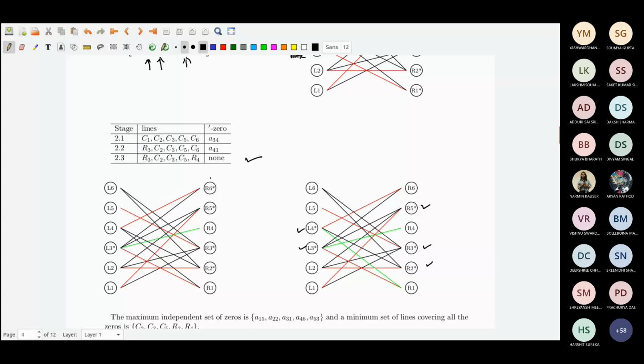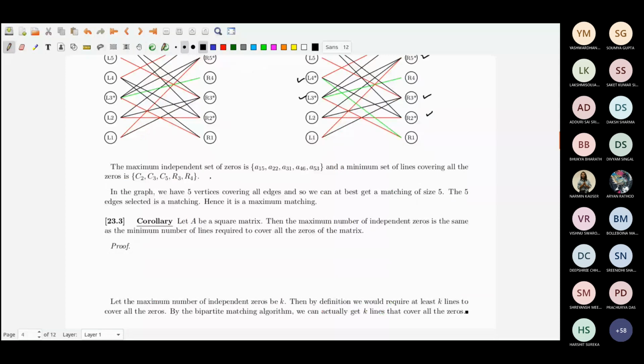So then we have a corollary. This is a small corollary which follows. In different texts, you will find this as a theorem. They prove it differently, and then they proceed. So suppose that you have a square matrix, then the maximum number of independent zeros is the same as the minimum number of lines required to cover the zeros. Okay, that is what it says.